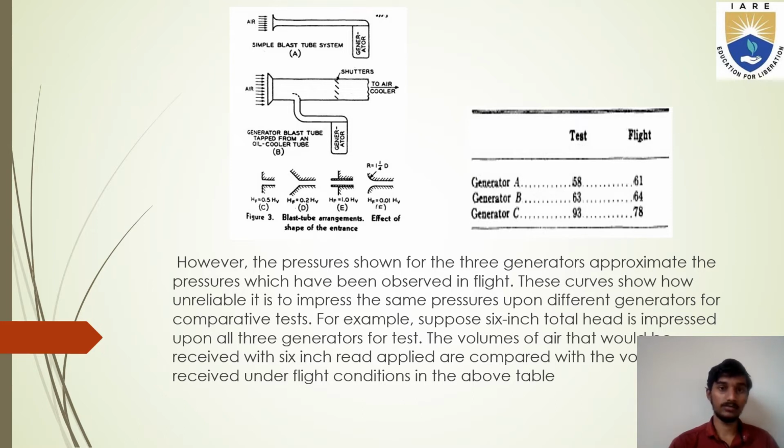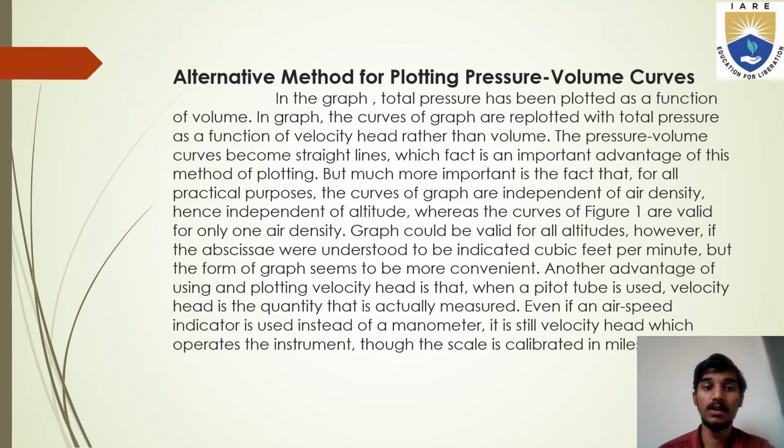for flight. And also we have a pictorial representation of a simple blast tube system and generator blast tube taped from an oil cooler tube, and also the different shapes of entrance for the blast tube. Alternative method for plotting pressure volume curves. In the graph, total pressure has been plotted as a function of volume. In the graph, the curves are replotted with total pressure as a function of velocity head rather than volume.